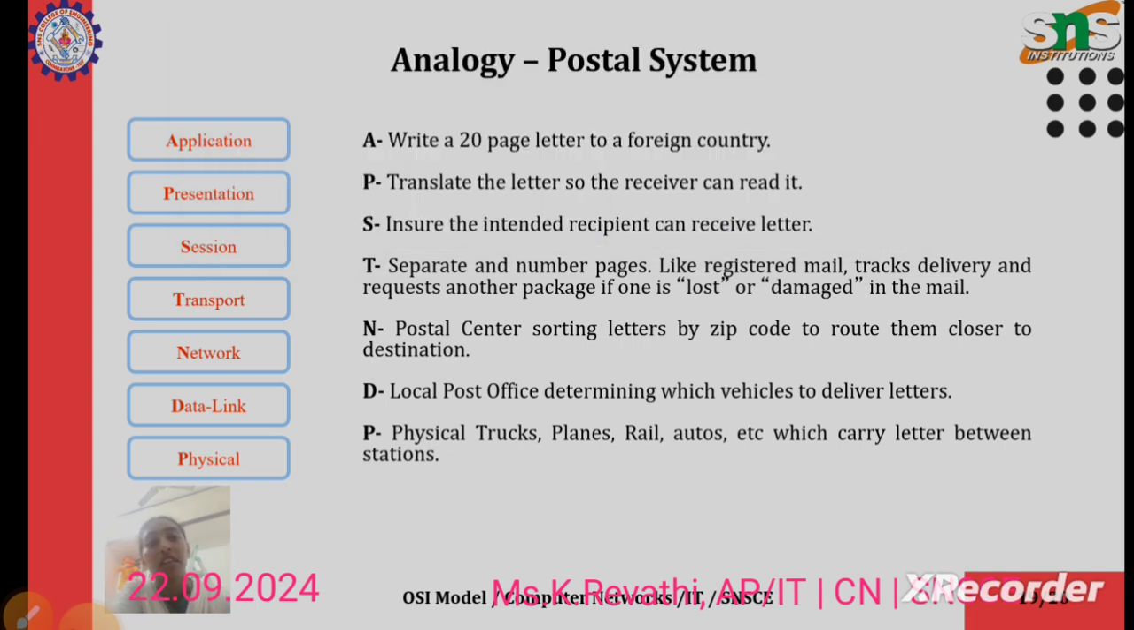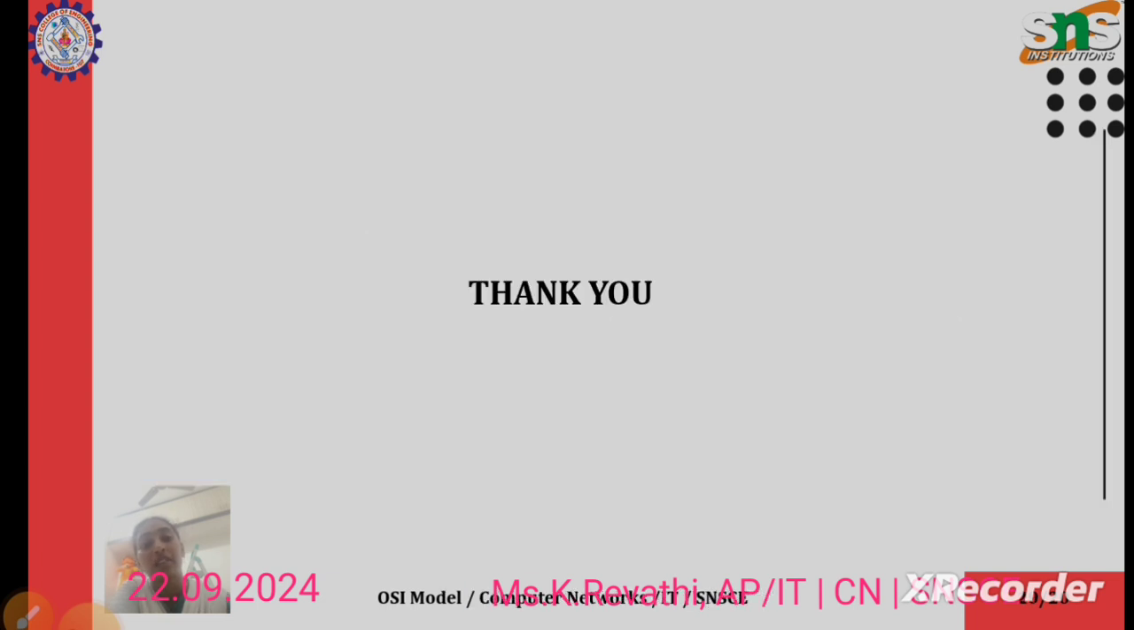Then the network layer is the postal center, sorting letters by zip code to route them closer to the destination. Then the data link layer is the local post office, determining which vehicles will deliver the letters. Then the last one is the physical layer, that means the physical trucks, planes, rails, autos, etc., which carry letters between stations. Thank you.